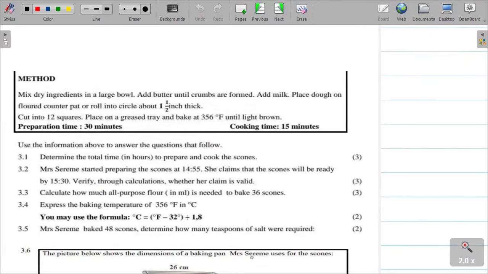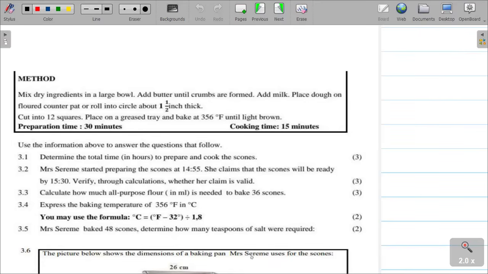We are told to mix dry ingredients in a large bowl. Add butter until cream is formed. Add milk, and so on, as given there. Bake at 350 until light brown. Preparation time is 30 minutes. Cooking time is 15 minutes. Those are the times that are given there.